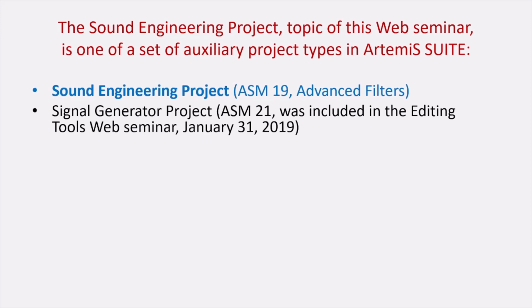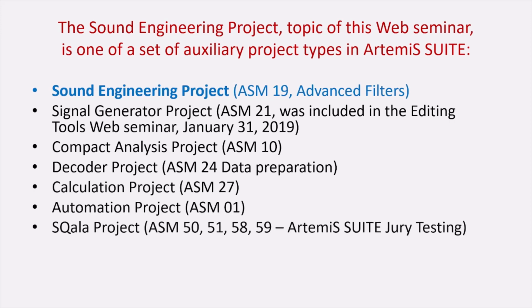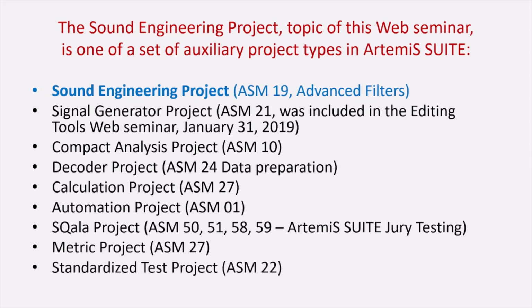The Signal Generator Project is another of the various auxiliary projects, ASM 21. The Compact Analysis Project for a very simple interface to Artemis Suite. The Decoder Project, ASM 24. The Calculation Project, the Automation Project, the Scala Jury Evaluation Listening Studio Project, and the Metric Project for developing composite metrics, also the Standardized Test Project.